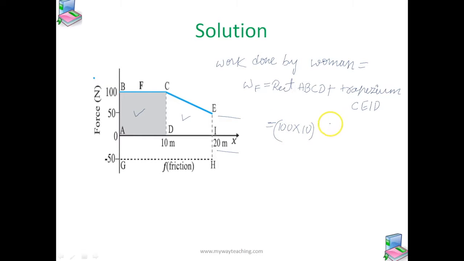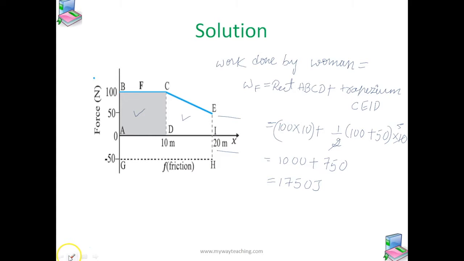We know that. And for this trapezium, it is given by half into the sum of the sides, 100 plus 50, multiplied with the distance 10. So that is given by 1000 plus 750. That is the force. So 1750 joules is the work done by the woman.